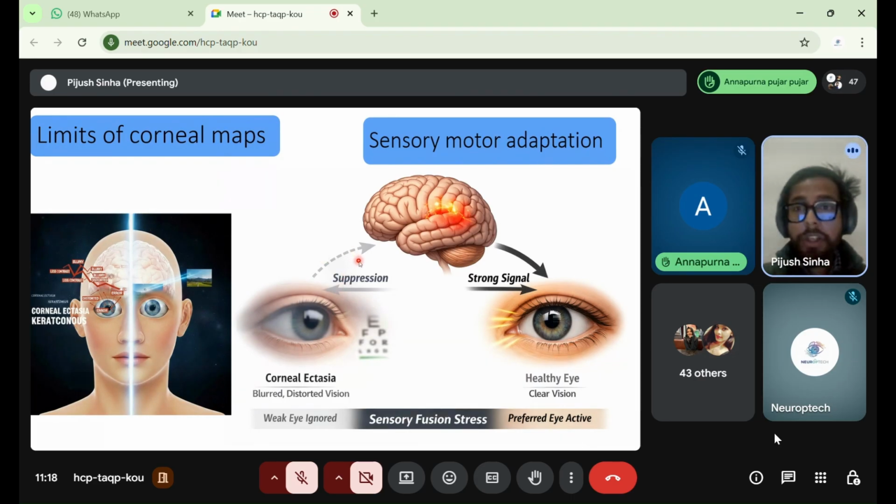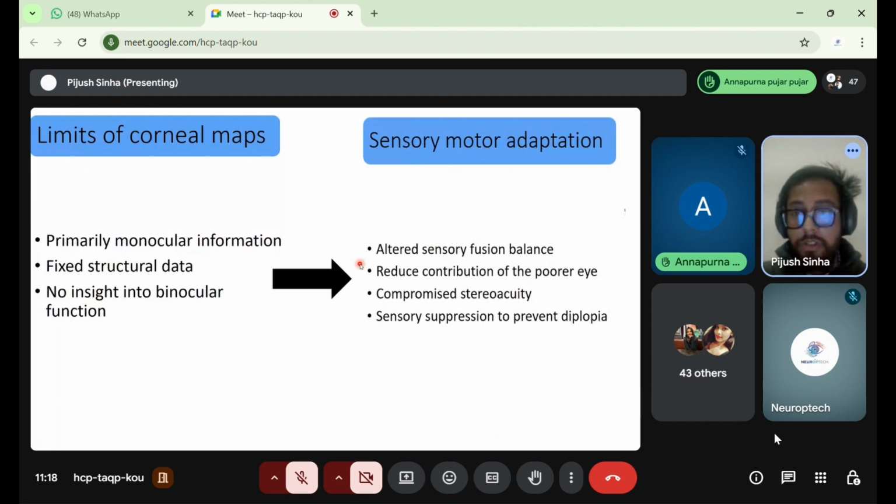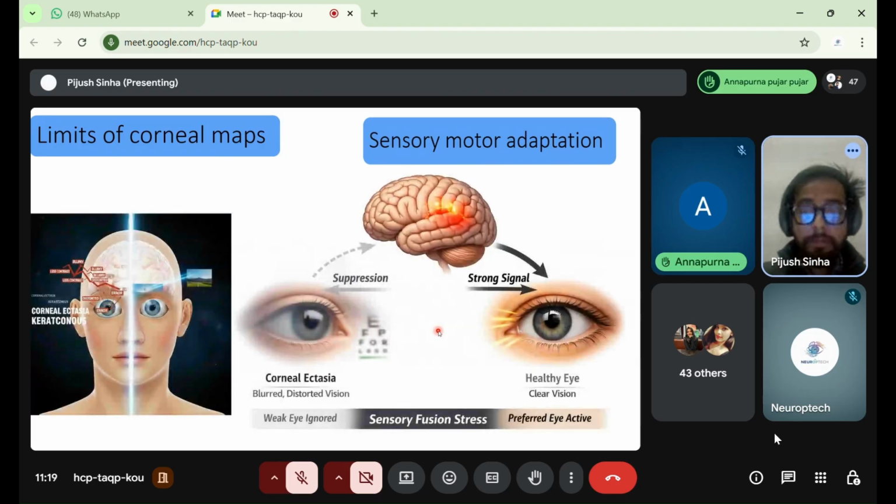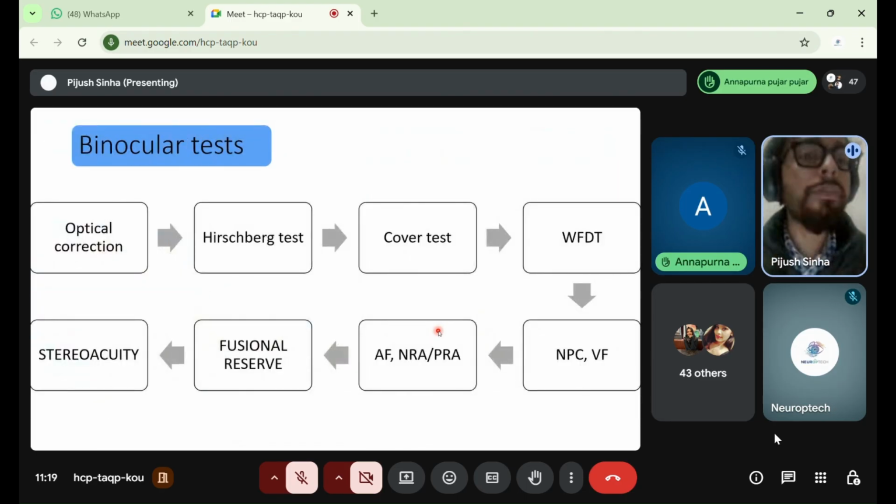After that the patient shifts from a 3D world to a 2D world. So the stereopsis ability goes down slowly. It leads to compromised stereo acuity and sensory suppression to prevent diplopia. But here the patient does not go directly to sensory suppression. First it goes to intermittent suppression. So this is the binocular test that we need to do in this kind of patient.